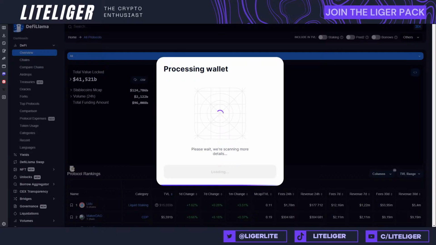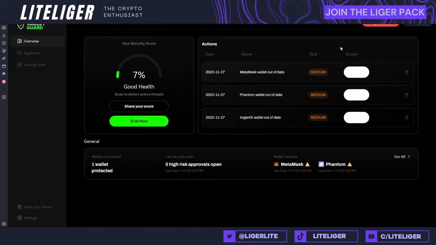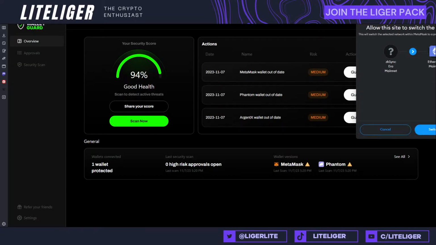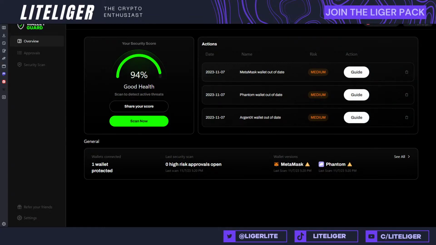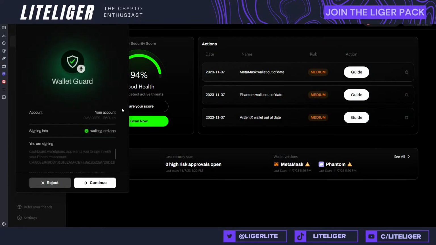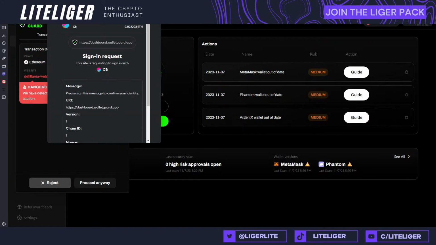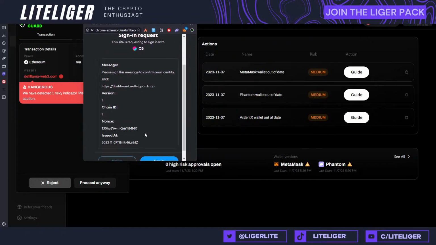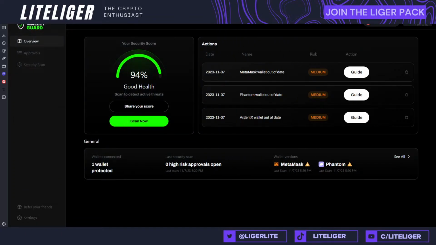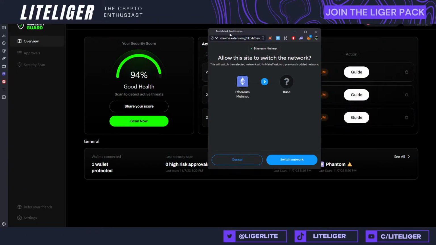And I recommend getting a wallet guard extension. I should have probably posted this earlier. Let's go post this. Okay, this is a good example of how I was almost posting that.